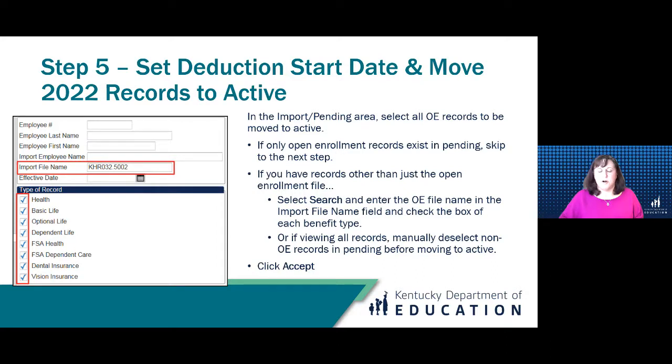So it will select only those records that are in the open enrollment file, and it filters all those other import records out. So again, if all you've done is the open enrollment file, you don't need to do this step. You can just manually deselect non-open enrollment records in the pending area before moving into active.